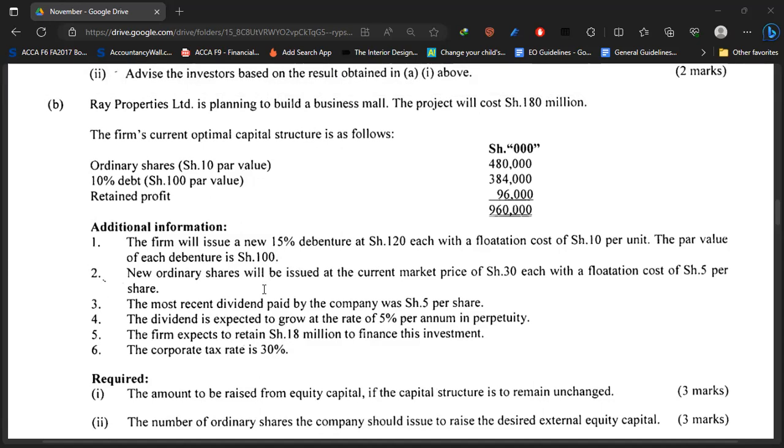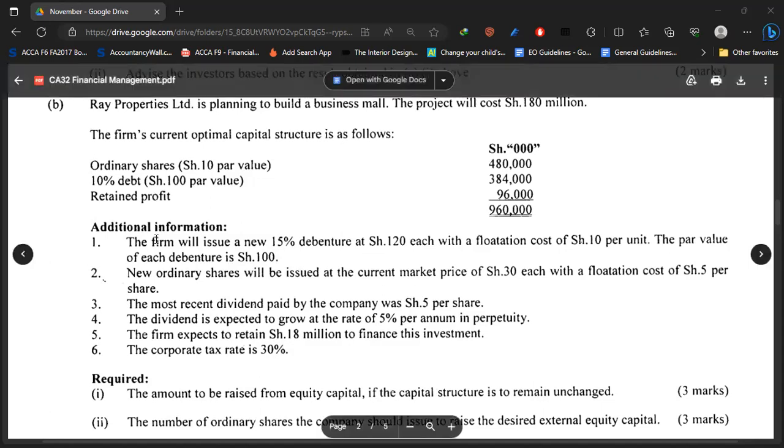Required: 1. The amount to be raised from equity capital if the capital structure is to remain unchanged. 2. The number of ordinary shares the company should issue to raise the desired external equity capital.